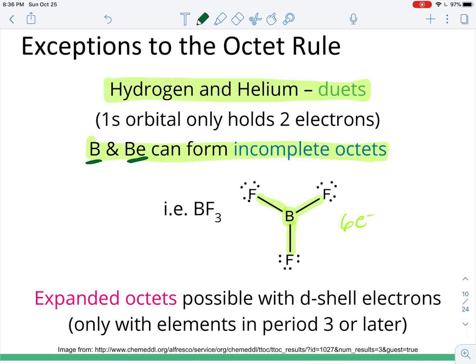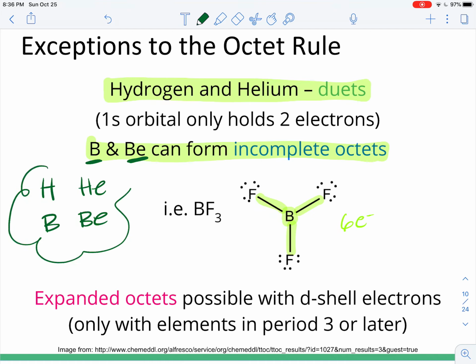So the way that I remember these 4 elements, hydrogen, helium, boron, beryllium: 1, it kind of rhymes. And 2, if you can remember H and B, just add E's to both of those. So He, Be. But you can remember them this way too.